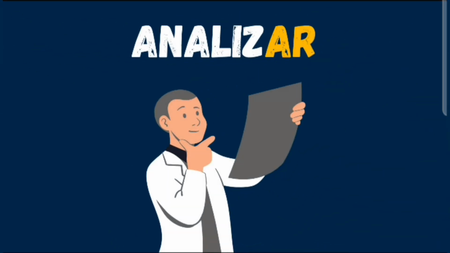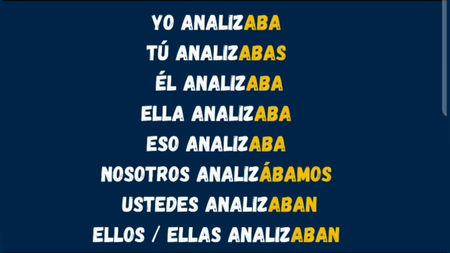All right, so now the next verb we have is analizar. Analizar, okay? This means to analyze. So let's see how you have to conjugate this verb in the imperfect past in Spanish, okay? Yo analizaba. Tú analizabas. Él analizaba. Ella analizaba. Eso analizaba.